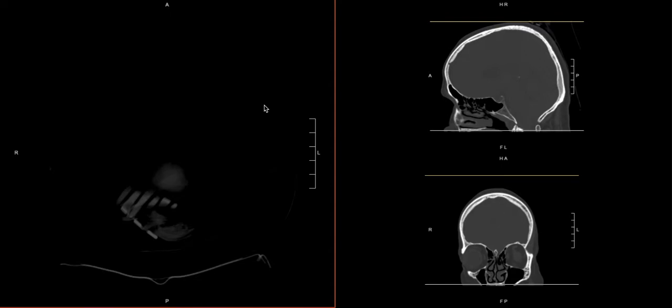Now we're going to talk about looking at the bones. This is a pretty big topic. There's actually a lot of anatomy that is covered in a non-contrast head CT scan as far as the bones are concerned. So realistically, we're not going to be able to go over everything.